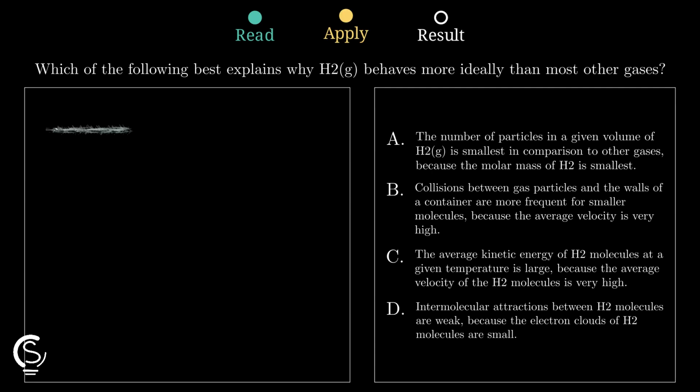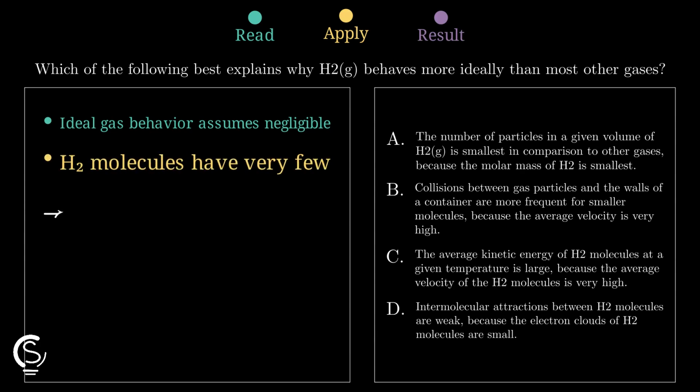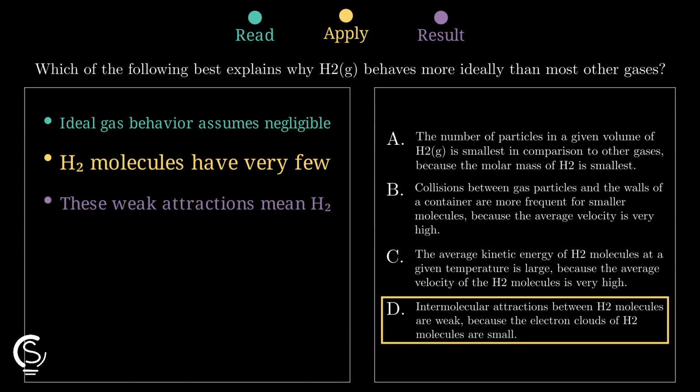H2 molecules are tiny with very small electron clouds, so their temporary attractions are weak. That matters because weaker attractions mean the gas follows ideal assumptions more closely. So the statement about weak intermolecular attractions caused by small electron clouds matches the model best, and that points straight to option D.